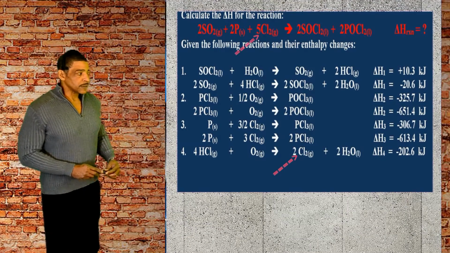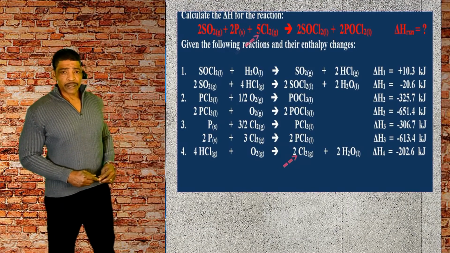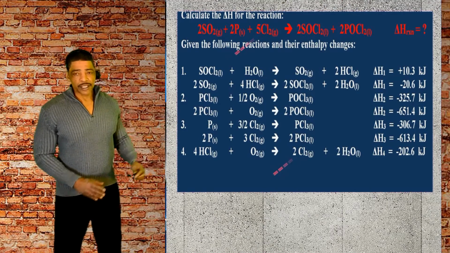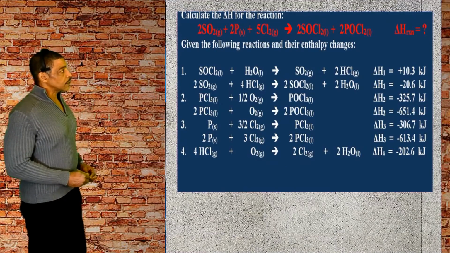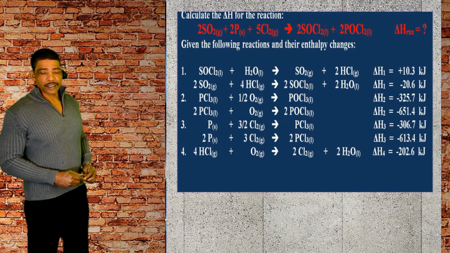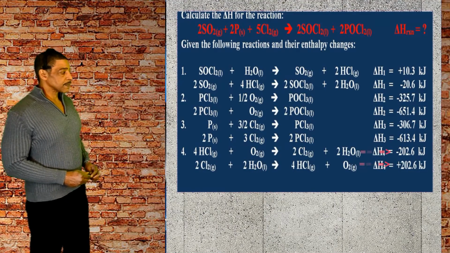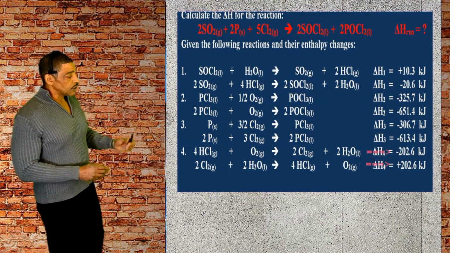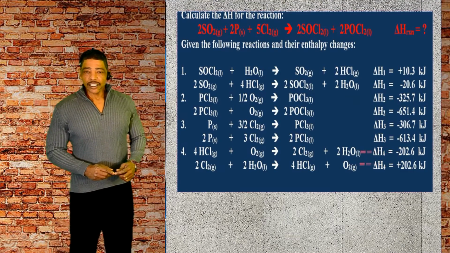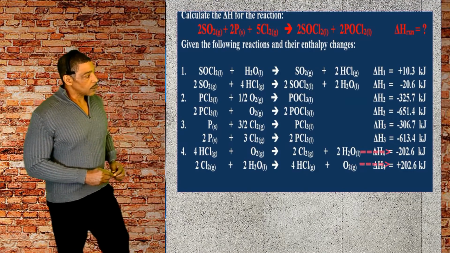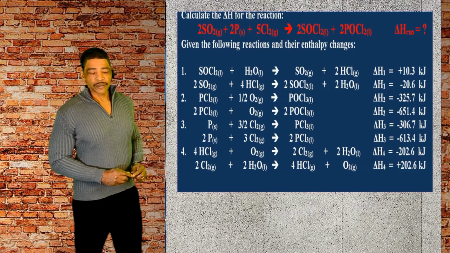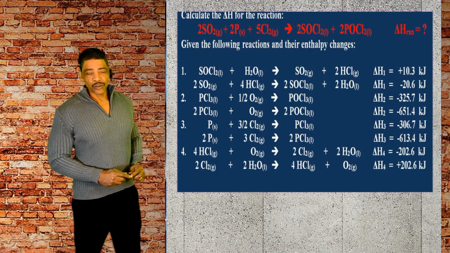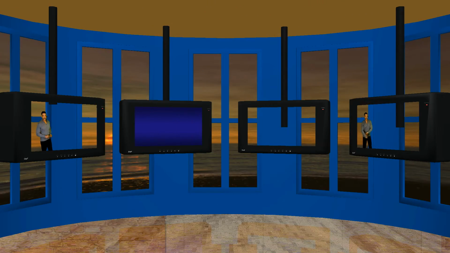In step 4, 2 moles of chlorine gas appears on the product side. However, in the original equation, 5 moles of chlorine gas appears on the reactant side. Step 4 must be reversed. And if the step is reversed, the delta H value is reversed. So negative 202.6 kilojoules now becomes positive 202.6 kilojoules.